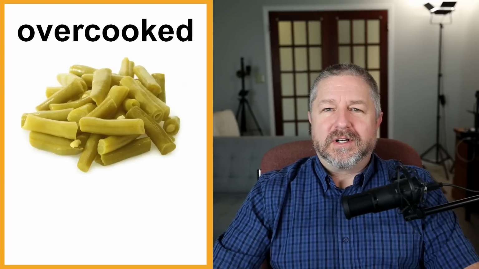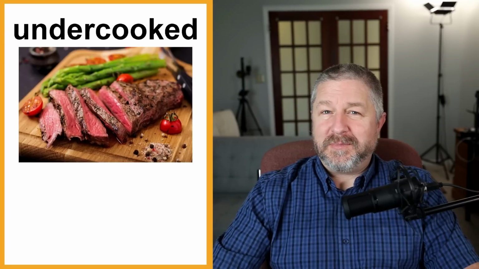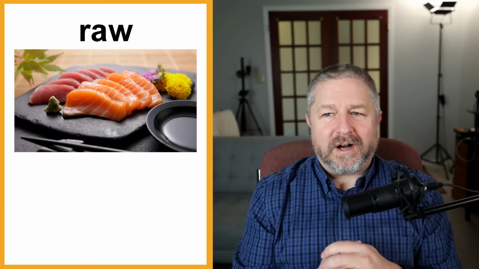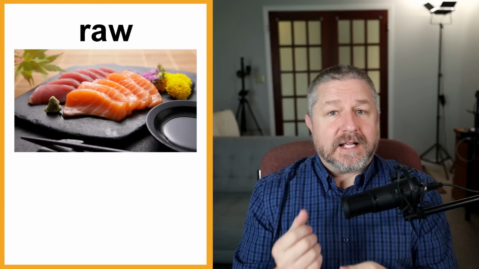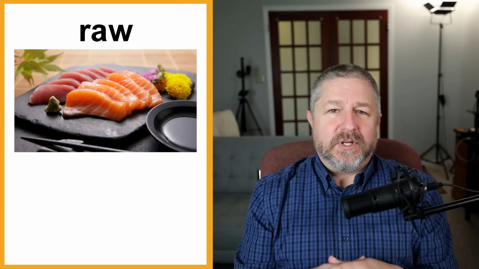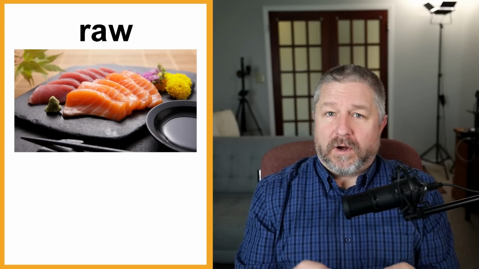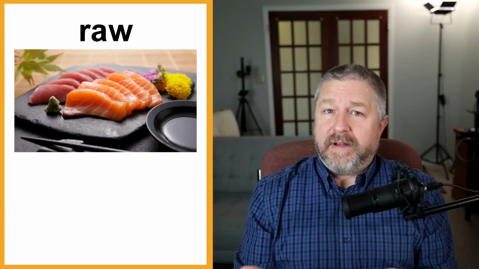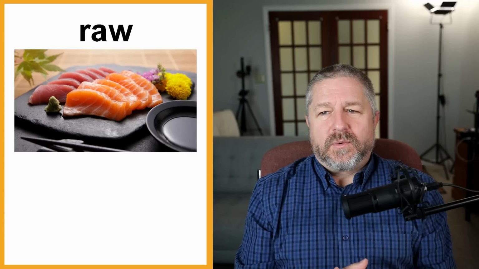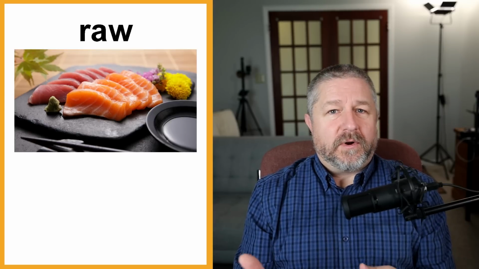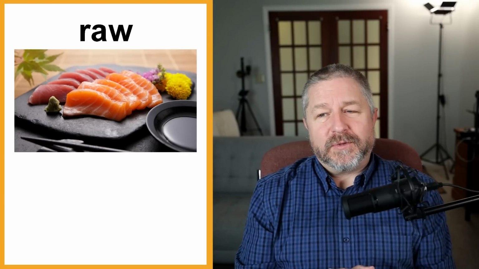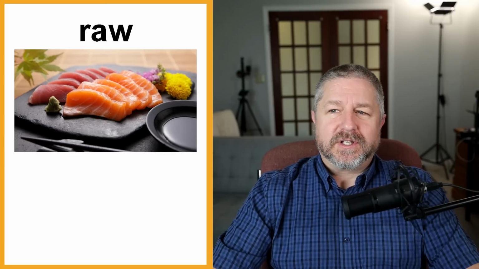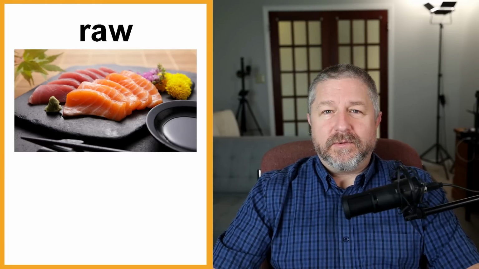So overcooked means you cook it too long. Undercooked means you didn't cook it long enough. And then we have, of course, raw. Raw food is simply food that has not been cooked. You might be someone who likes seafood that is raw. You might like eating fish that's raw. You might eat a lot of raw vegetables and raw fruits. It's quite common to eat raw vegetables and raw fruits. You don't have to cook all of those things. And some people do really enjoy eating raw fish. So raw simply means that the food has not been cooked.